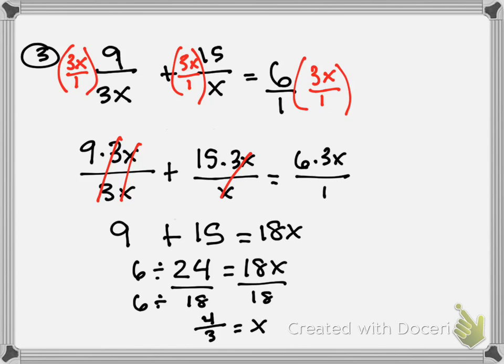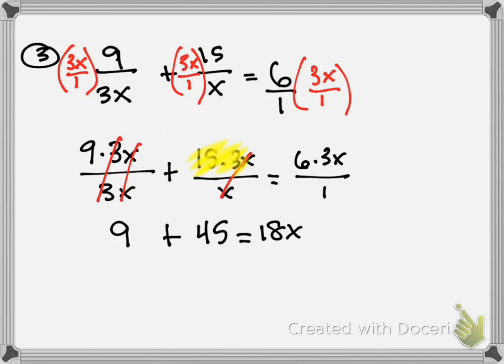Okay, and hopefully you're looking at me like I'm a crazy person right now because I totally forgot a step. All right, I forgot to do 15 times 3 here. I'm sorry, guys. I don't know what's wrong with my brain today. So 15 times 3 is 45. Let's try this again. I hope you caught my mistake.